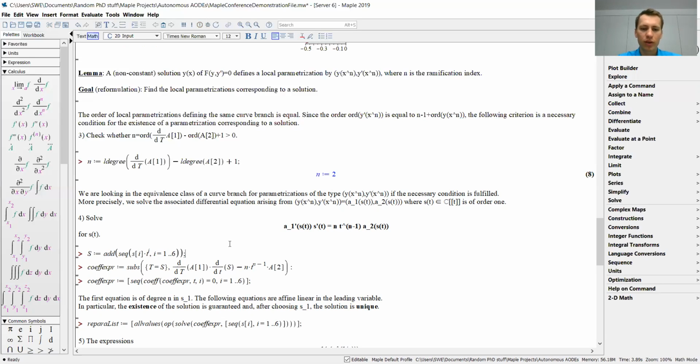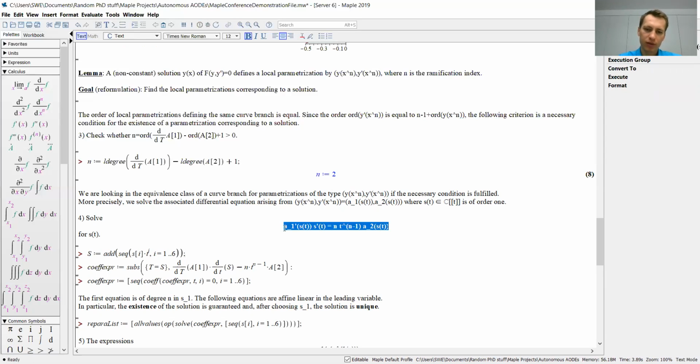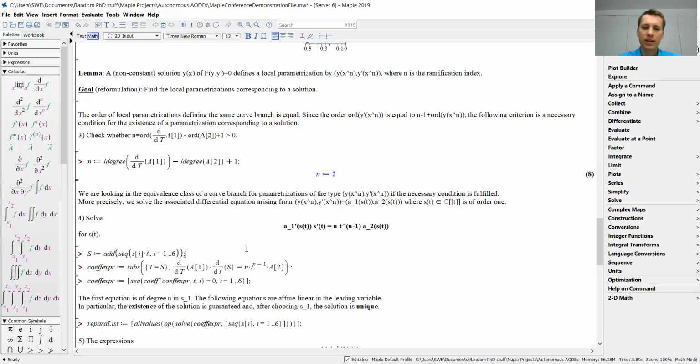For this purpose, we need to solve this differential equation, as already said, and we are doing this by simply coefficient comparison. In the theory, we know a little bit more, and we can directly compute the coefficients and can avoid this solve command used here. Okay, let's go ahead.